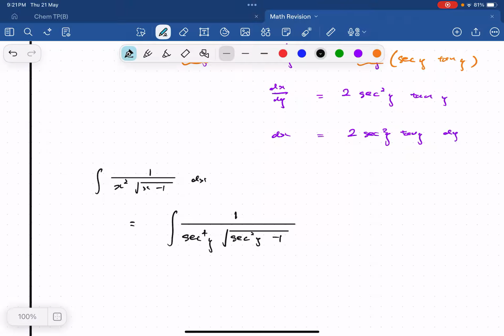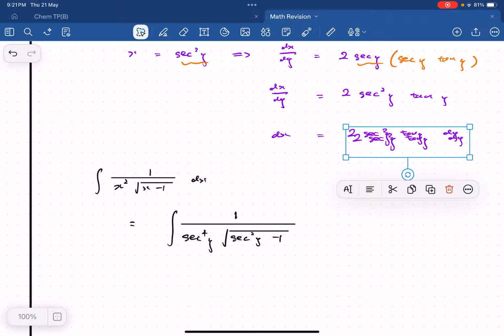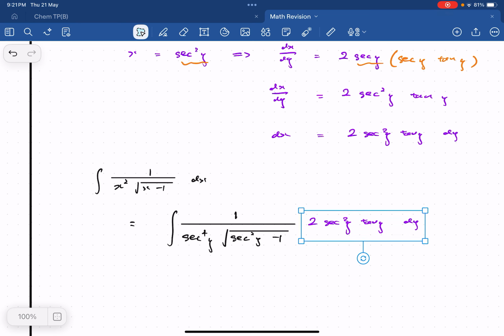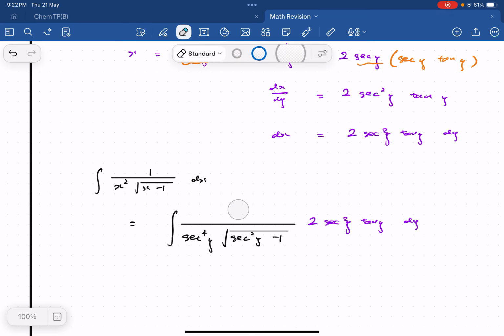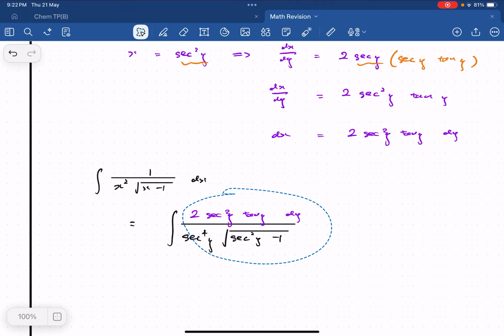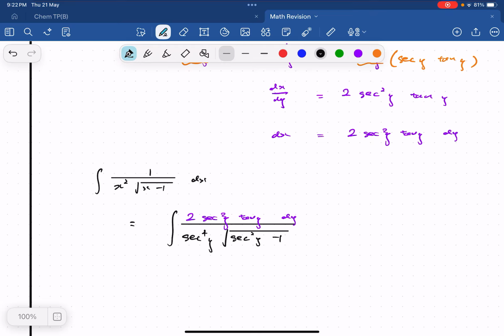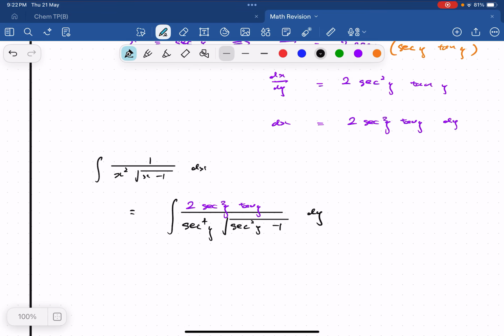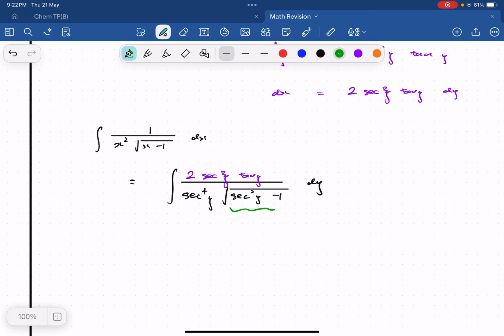And then my dx, I'm going to replace with what I found earlier, which is this. Actually, I'm just going to get rid of the one and move this up here to save space. And the whole thing, differentiate, integrate with respect to y. So this thing on the bottom here can actually be simplified.